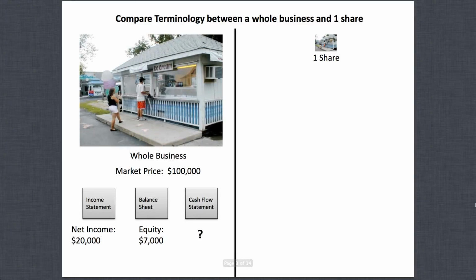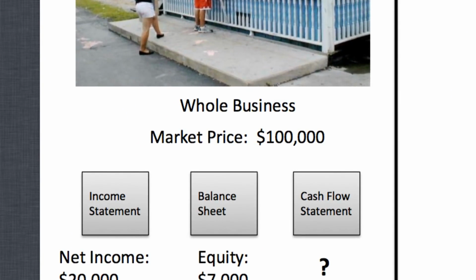So let's compare the terminology between a whole business and one share. As you learned in Lesson 2 and 3, and if you haven't seen those lessons, I would recommend that you go back and watch those, so this is a little bit easier for you to understand. We see the whole business there, and the market price, that terminology, market price, is what Nancy's asking for the business. She wants $100,000 for the business.